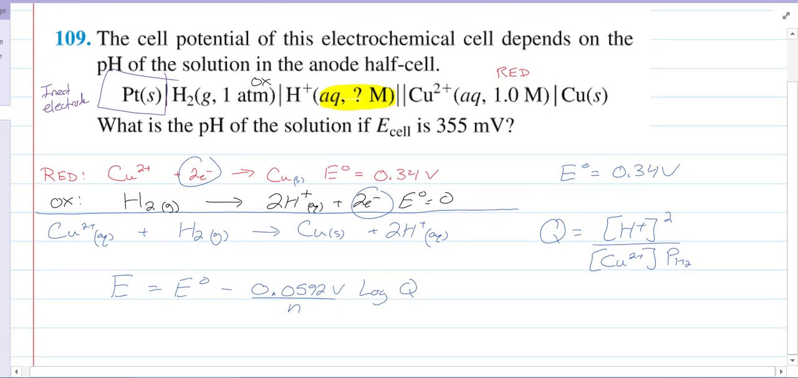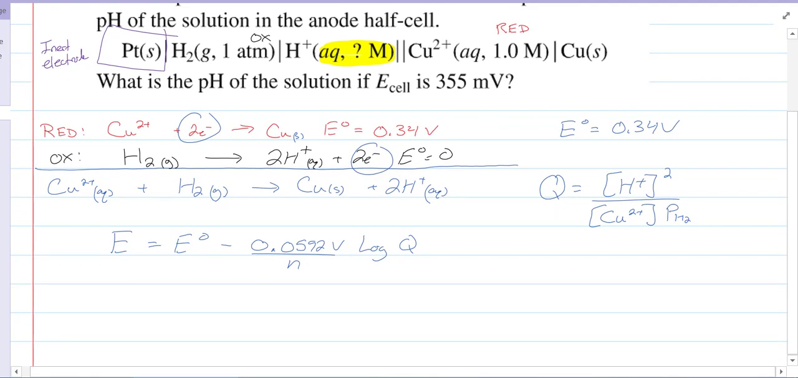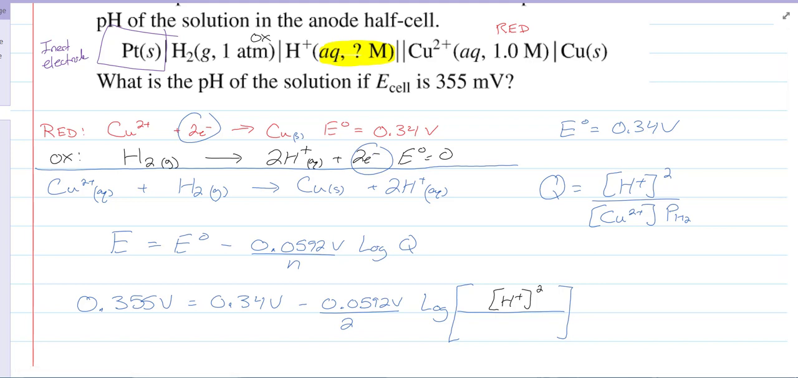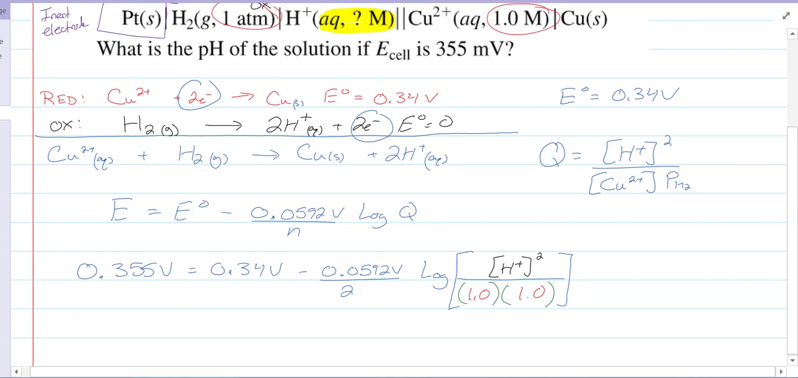Because we are at 25 degrees Celsius, I'm assuming. It doesn't tell you the temperature. So E, which is 355 millivolts or 0.355 volts, equals 0.34 volts minus 0.0592 volts over 2 moles of electrons log of Q here. So let's bring in Q. We are looking for H+ squared. And on the bottom, I have copper 2+, and copper 2+ is 1 molar. And H2 is 1 atmosphere. Well, talk about convenient. Right? They go away.